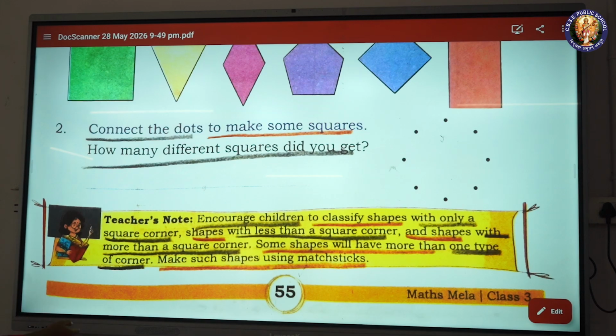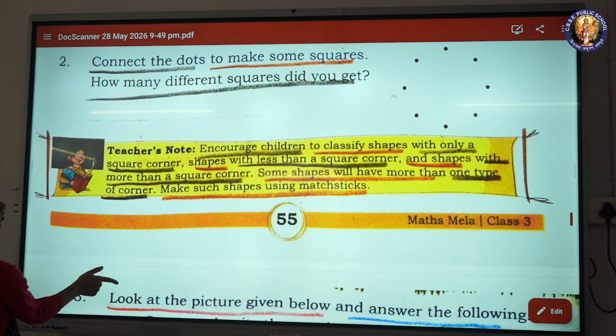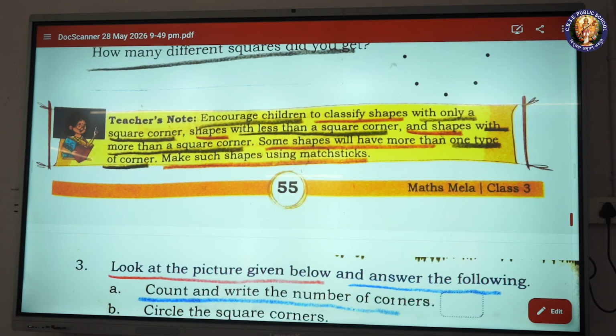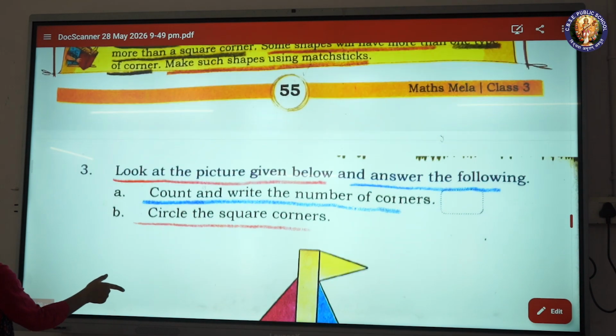Teacher's note. Encourage children to classify shapes with only a square corner, shapes with less than a square corner, and shapes with more than a square corner. Some shapes will have more than one type of corner. Make such shapes using matchsticks.